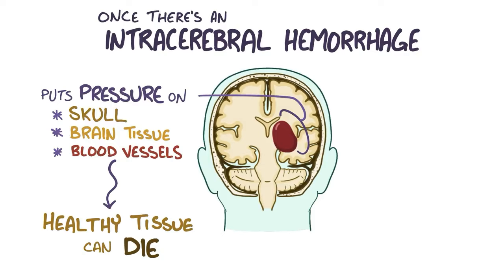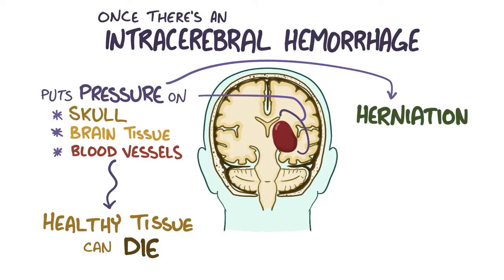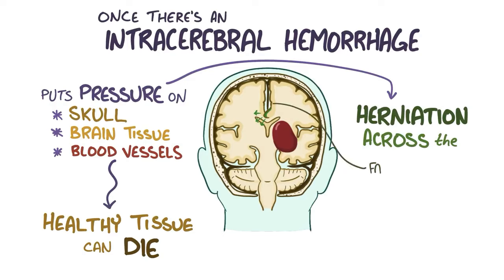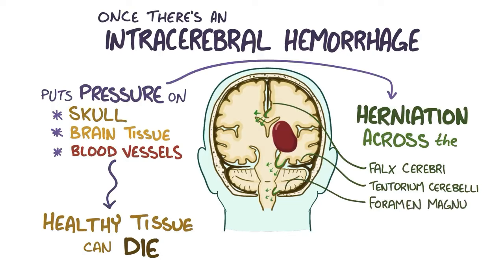Healthy tissues can die from both the direct pressure and the lack of oxygen within a few hours. Increased pressure within the skull can also lead to brain herniation, which is when the brain moves across structures in the skull. These structures include the falx cerebri, which divides the two halves of the brain, the tentorium cerebelli, which divides the occipital lobes from the cerebellum, and the foramen magnum, which is the hole in the base of the skull where the spinal cord connects to the brain.